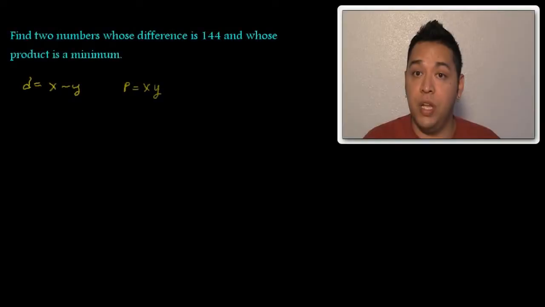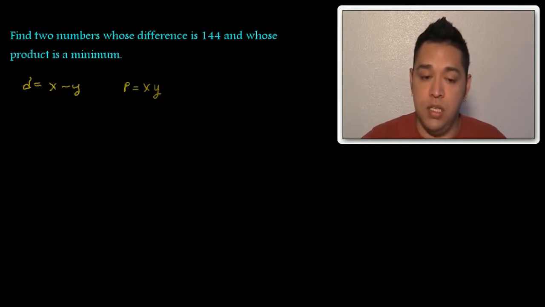Hi, this is Gabriel, and today we're going to do another walkthrough of this problem, which is an optimization problem. The problem says this: find two numbers whose difference is 144 and whose product is a minimum. We're going to come up with two formulas first, which is a difference formula. So the difference of any two numbers is x minus y, and the product of two numbers is x times y. I'm just calling this formula D for difference and this formula P for product.